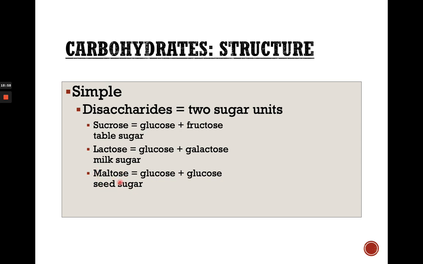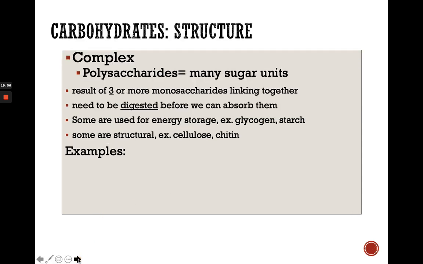So this is the sugar in barley and different wheats and grains, things like that. And it's made up of 2 glucose monomers. Okay, so you can have simple carbohydrates, which are monosaccharides and disaccharides, or you can have a complex carbohydrate, okay? And these we call polysaccharides. And so this term should sound familiar. So saccharide, again, means sugar units. Poly means many, okay? So this is the result now of 3 or more monosaccharides linking together.